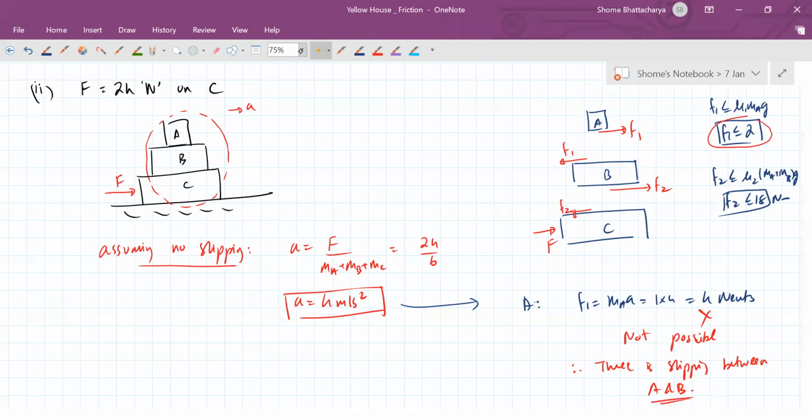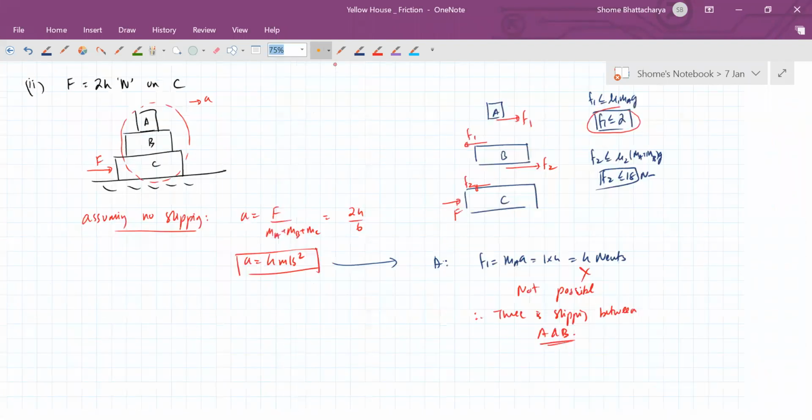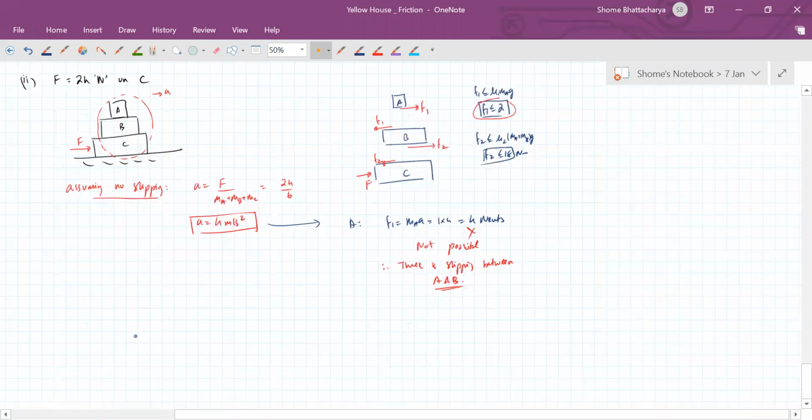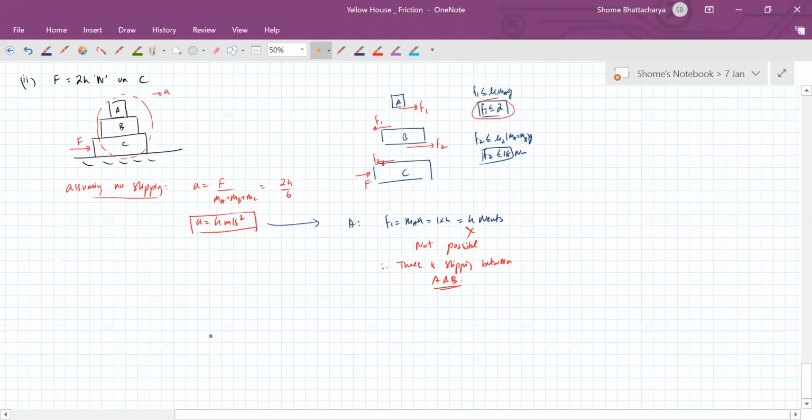So once we know there is slipping between A and B, now what we do is we take the next assumption. Now assume no slipping between B and C. So acceleration of B is equal to acceleration of C equal to some A, whereas acceleration of A is different. It's not equal to A. So now our free body diagram will become like this.